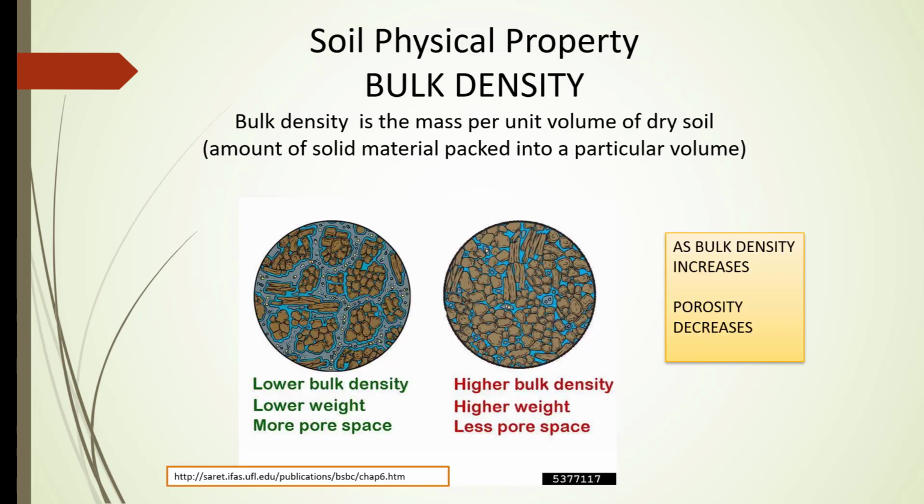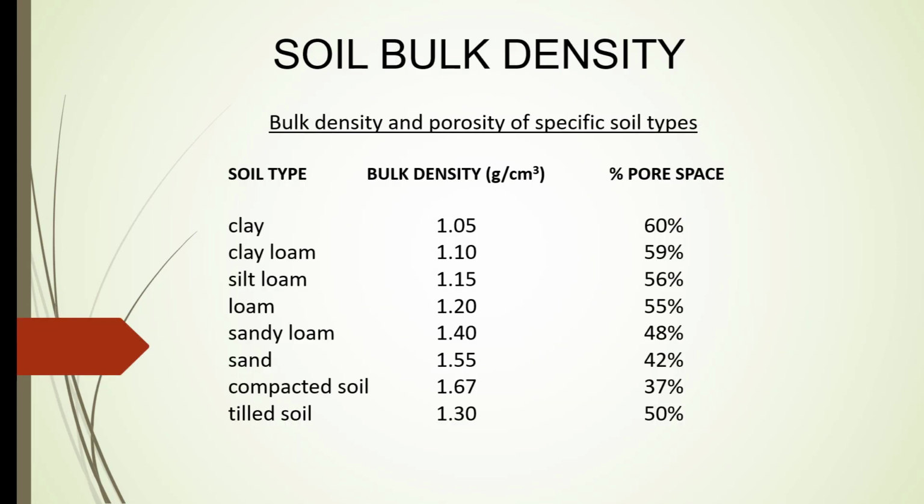So bulk density, which we'll be doing in lab on the 29th, is the mass per unit volume of dry soil. This is the amount of solid material packed into a particular volume. So the lower your bulk density, the lower the weight, the more pore space. The higher the bulk density, the higher the weight, less pore space. So you can see here this is associated with soil particles, with clay. We've got a low bulk density, but pore space is high. Sand, if you go all the way down here, we've got a higher bulk density, but we've also got a lower pore space.